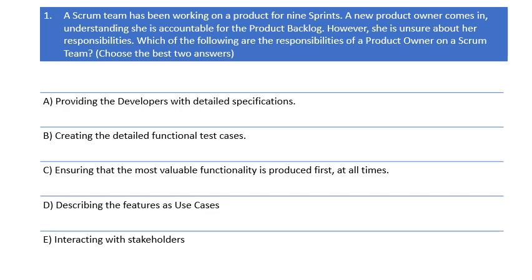Option A. Providing the developers with detailed specifications. Option B. Creating the detailed functional test cases. Option C. Ensuring that the most valuable functionality is produced first, at all times. Option D. Describing the features as use cases. Option E. Interacting with stakeholders. Let me know what option you have chosen.